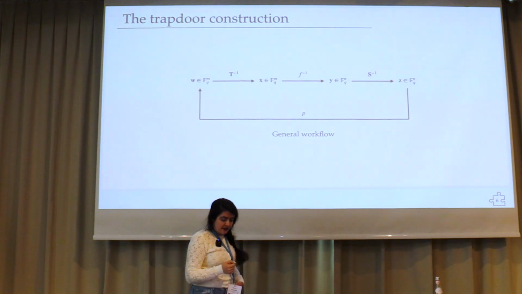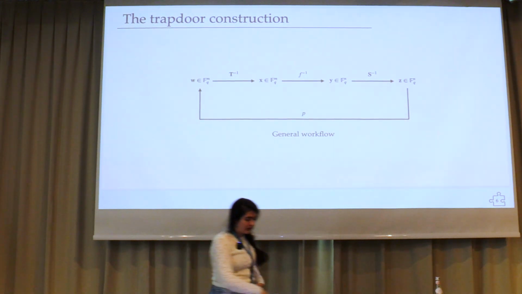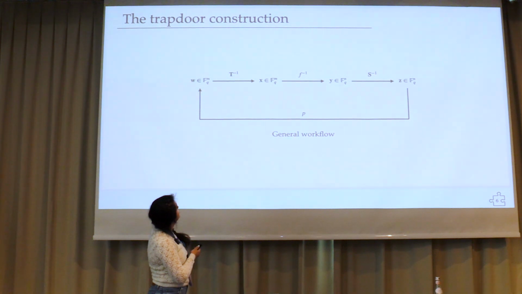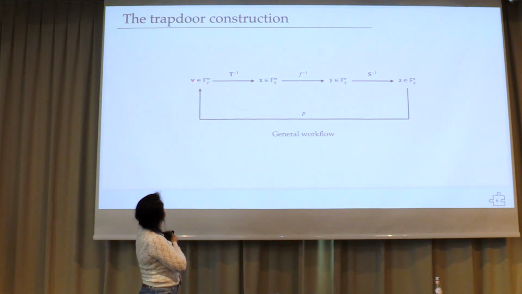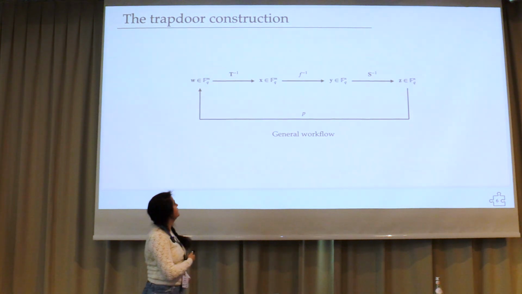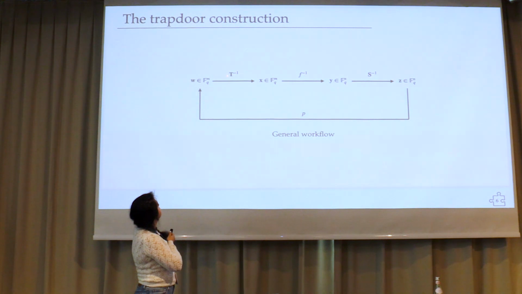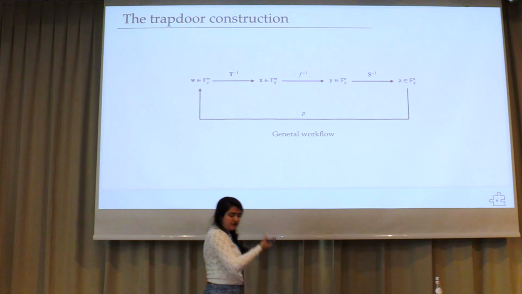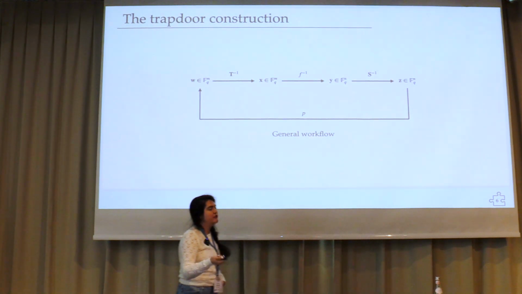So yes, this is the same workflow, but in a diagram. How can we find a pre-image of this P if we know these other 3? Let's say I'm given this W, a target vector for which I want to find a pre-image. First, I'm going to apply the inverse of the second linear transformation, the transformation on the output. Okay, so I get another X. And then for this X, I want to find a pre-image under F. But remember, F is very easy to invert, so I can do that as a signer if I know F.